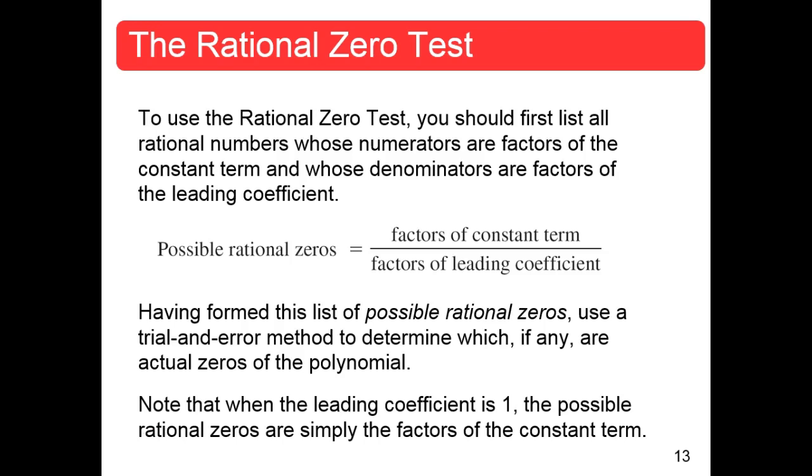Note that when the leading coefficient is 1, this one right here, leading coefficient in the denominator, if that's 1, remember those are always the easiest to factor. They're also the easiest to find here because the only factors of 1 are plus or minus 1, right? So whatever your factors of the numerator, the constant term, are, they'll be the only possible factors. The possible rational zeros are simply the factors of the numerator, which is the constant term.